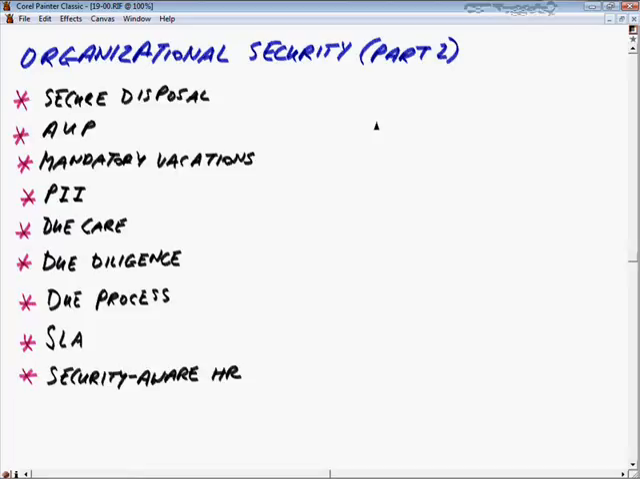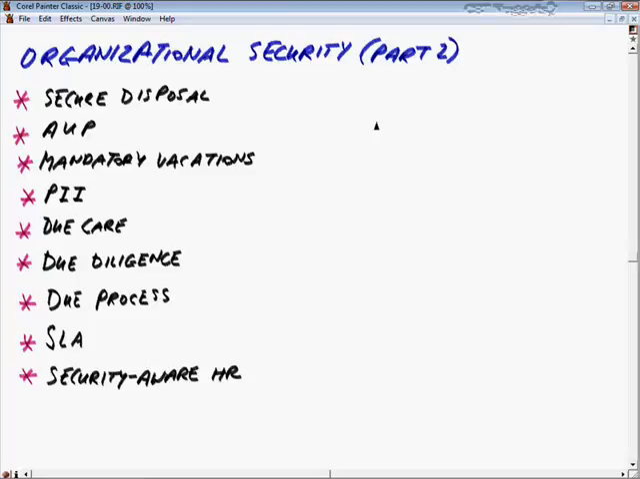Organizational Security Part 2. I think I'll go ahead and just dive right into this second part of the organizational security domain of the Security Plus series here. What I'm going to do is basically just define some various terminology that relates to operational security or organizational security. This is also going to be tying into security management.